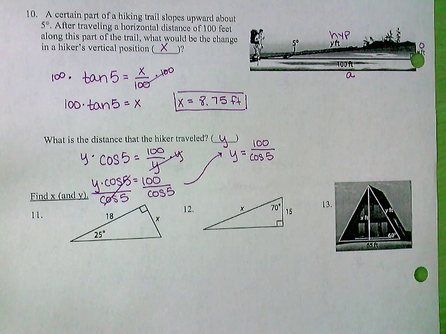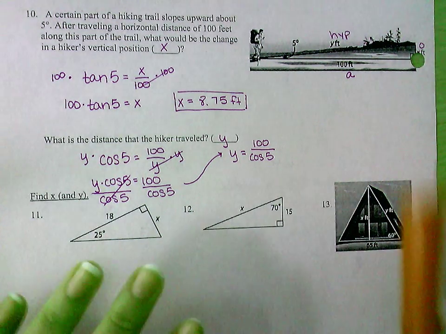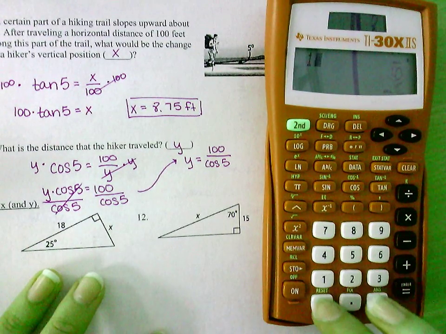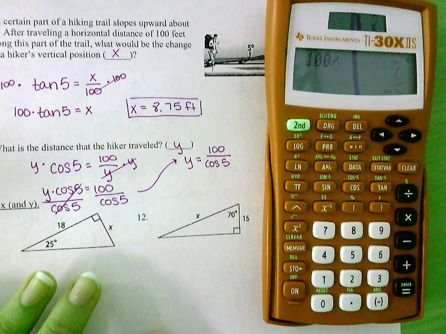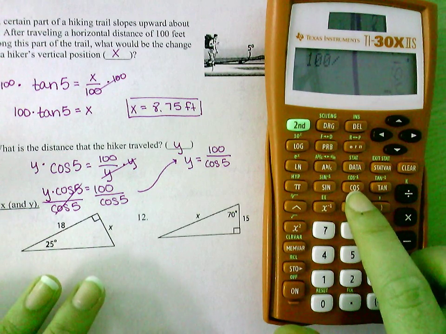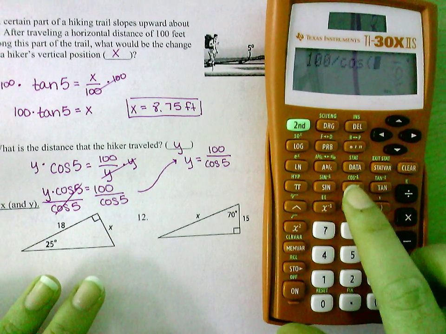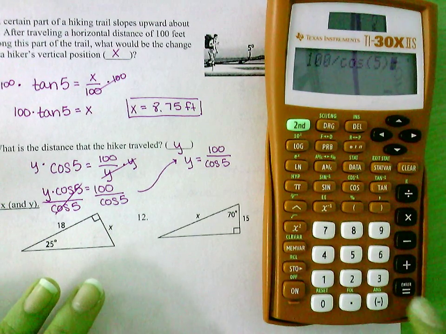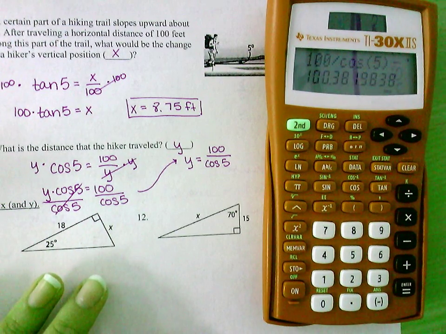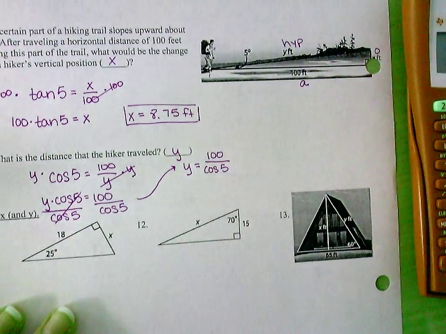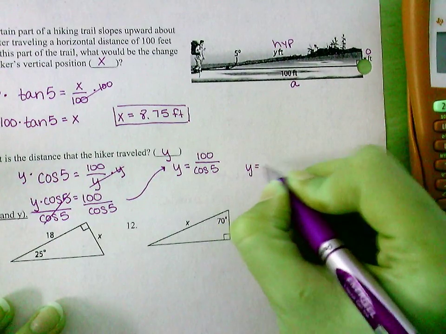So here, I can enter this again into my calculator. We're going to take 100 divided by, this time we're going to press that COS button, so cosine, and then 5, and I'm going to end my parenthesis and press enter. And it will be 100.38.